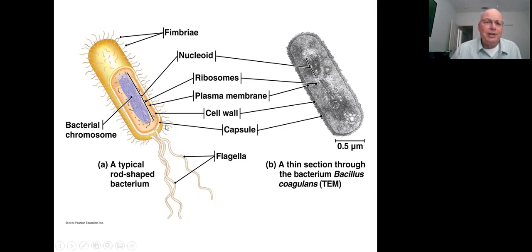Then you've got the sticky capsule around the outside. Inside that, you've got the cell wall, and then inside that, you've got the plasma membrane. Then you have the cytoplasm. Embedded in the cytoplasm is the DNA, along with ribosomes. And you can see the ribosomes as little balls here. And remember, again, ribosomes are considered to be universal to all cells because all cells need to make proteins, and that's what ribosomes do.